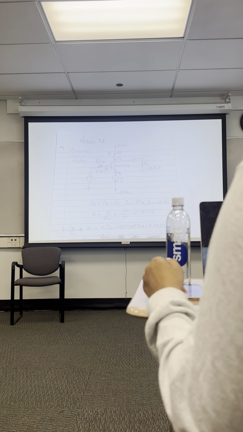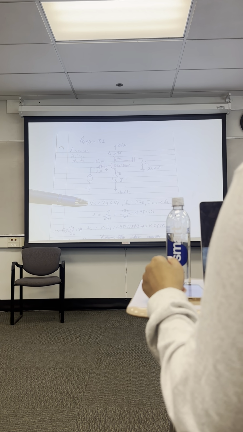So the question is asking, find the gain of the amplifier A sub V, and then find Rin of the amplifier. So here, and this is kind of an example result here. Let's say we assume active mode. So if we assume active mode, then this equation here would be true.